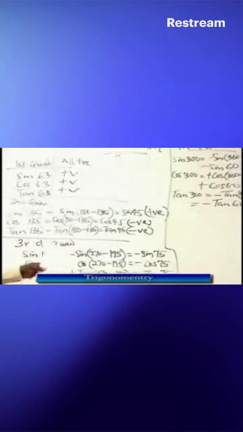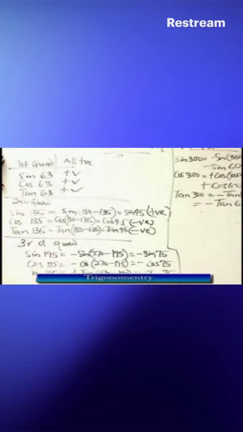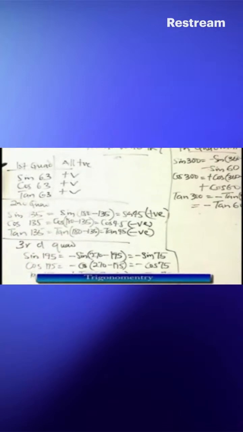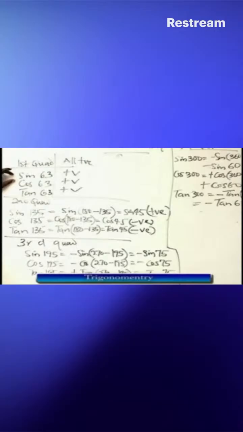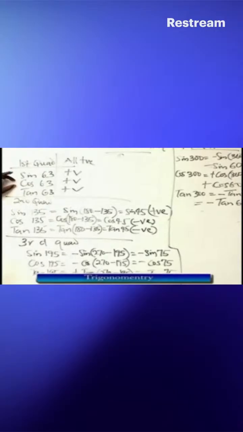For me to put it well, let me share this with us. I'll write it on the board, and then you can take advantage of it accordingly. Now, this is what I'm saying. In the first quadrant are angles between 0 and 90, and I've chosen 63 as an example. Sine 63 is positive, cos 63 is positive, tan 63 is positive.